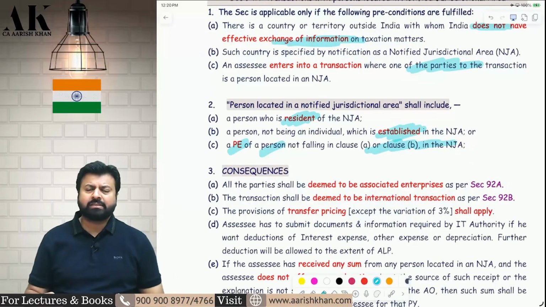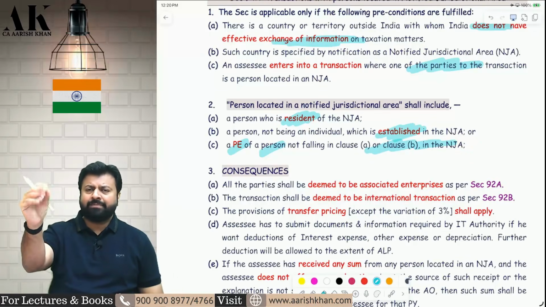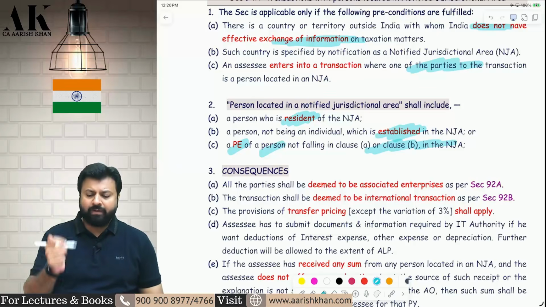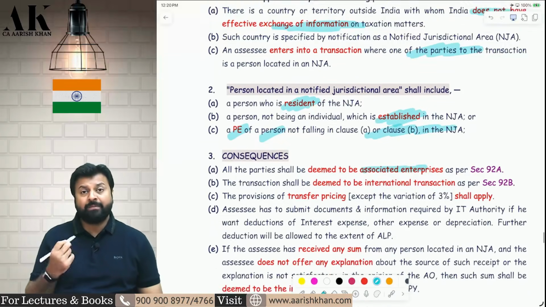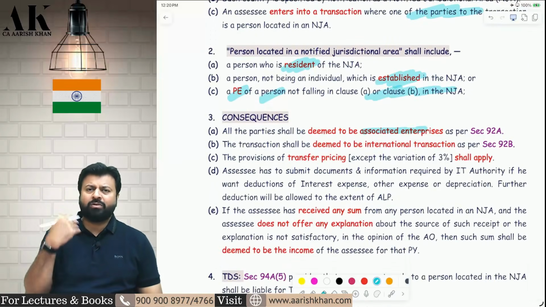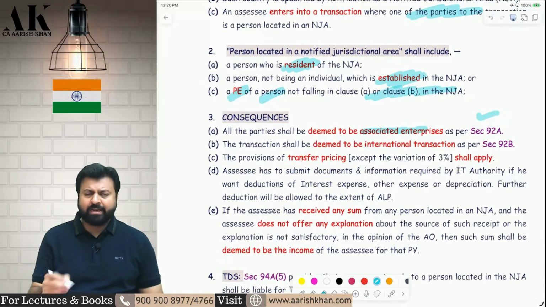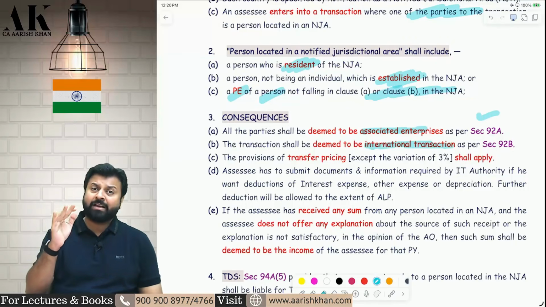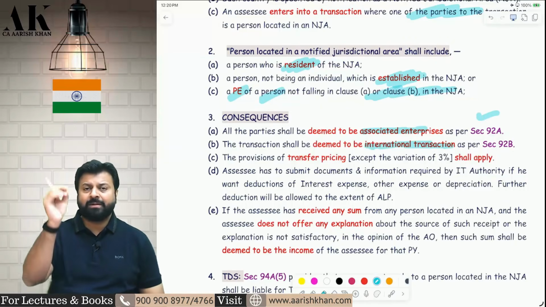What are the consequences? So I am in India. There is a person located in an NJA. I am entering into a transaction with them. First of all, we both will be deemed to be associated enterprises. Deemed, yes. Don't check the percentage. Don't check the criteria of 92A. Directly associated enterprises. Second, the transaction will be deemed to be an international transaction. Directly deemed international transaction. Yes. Transfer pricing provisions apply.